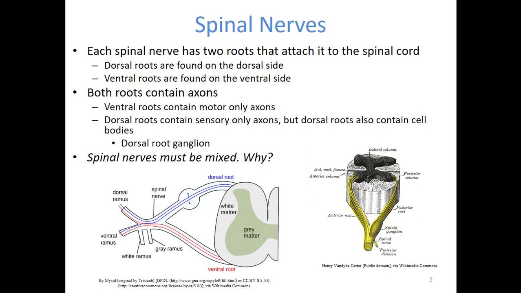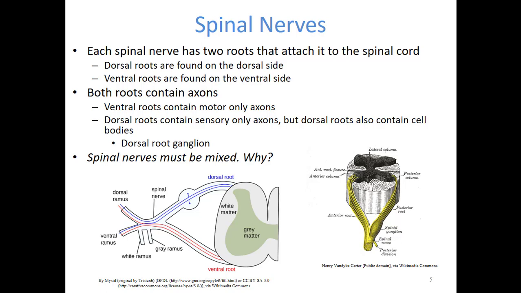Ventral roots contain motor-only axons, so the information flowing through a ventral root is motor-only in nature, whereas dorsal roots only contain sensory axons, meaning the information flowing through a dorsal root is sensory only. Dorsal roots have a structure that we don't see on a ventral root. It's called a dorsal root ganglion.